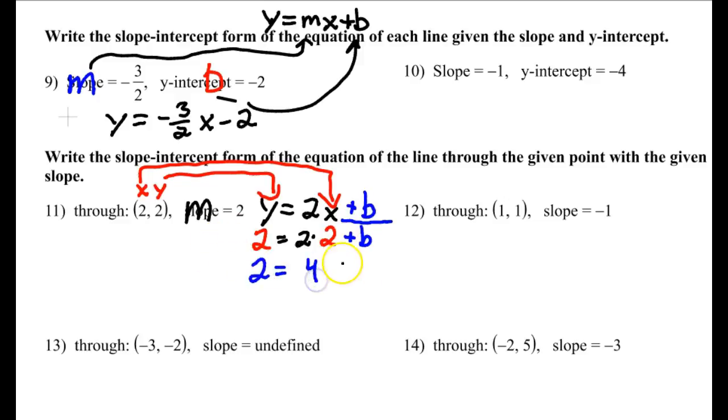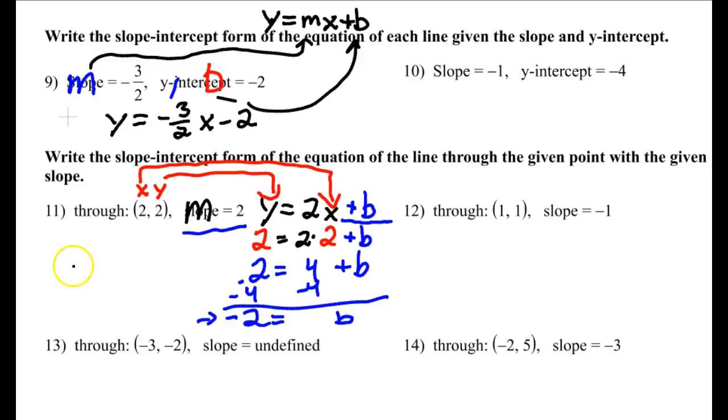2 equals 4, 4 minus 1 equals 2, basically. Okay, subtract 4 on both sides, and we get negative 2. So now, it's just like number 9 and 10. You have the m that was already given to you, and you solve for the one that was not complete. So we have our equation, y equals 2x minus 3. So your answer is this equation.